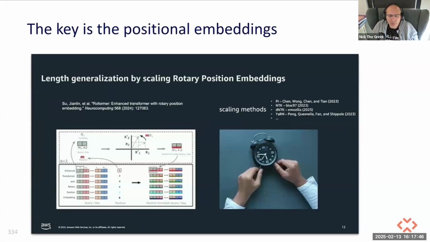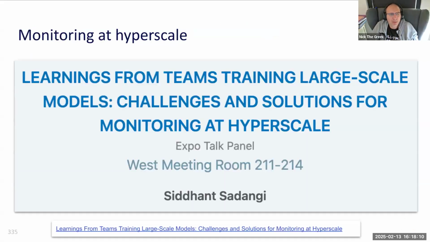One of the sensitive parts is how you increase the context, and it has to do with generalization by scaling rotary position embeddings. I know how rotary embeddings work, but I don't know what the key was that they did over here. But if you're interested, you can look more. And again, that's in our presentation. You can find more stuff over there.